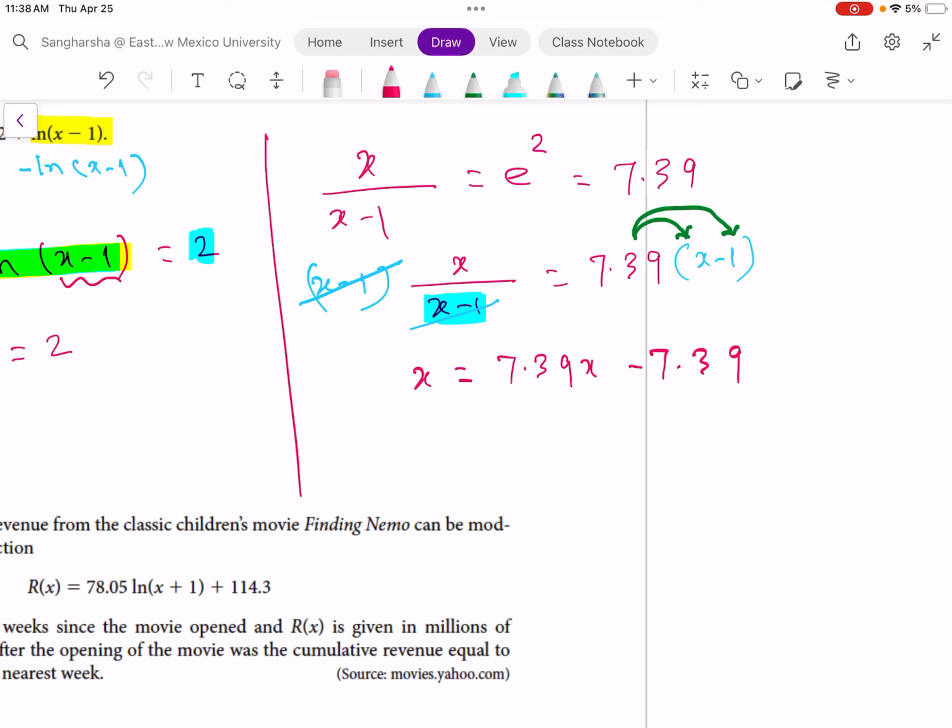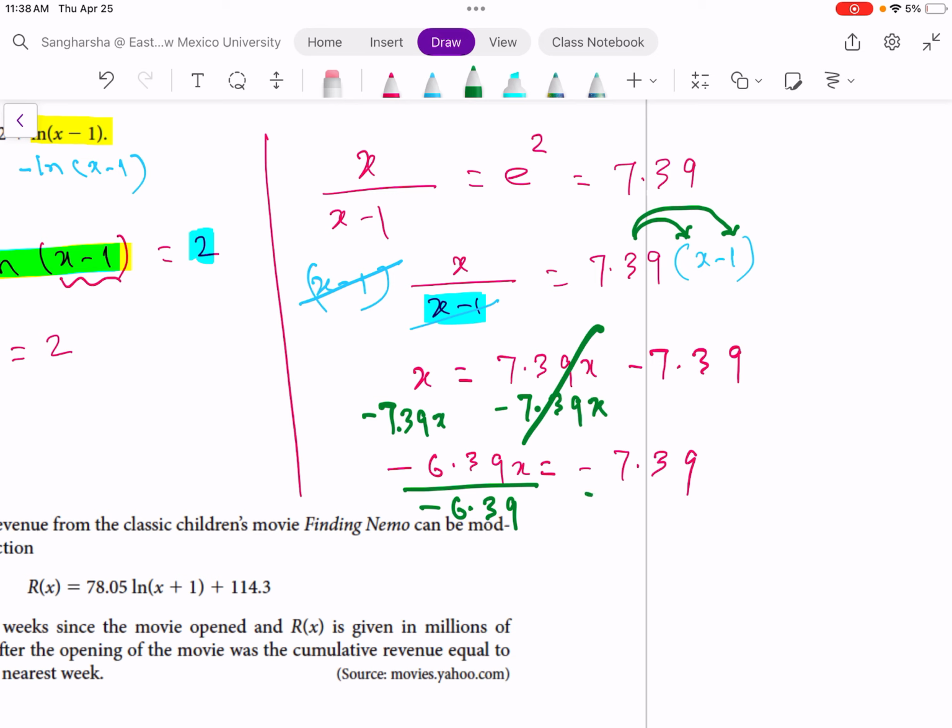So this is a linear equation, right? And we know how to solve a linear equation. We collect the x terms together, so it's minus 7.39x. This is x minus 7.39x, and that is equal to negative 7.39, so negative 6.39x equals negative 7.39. You divide both sides by negative 6.39. So x equals, the negatives cancel. What is 7.39 divided by 6.39? 1 point.